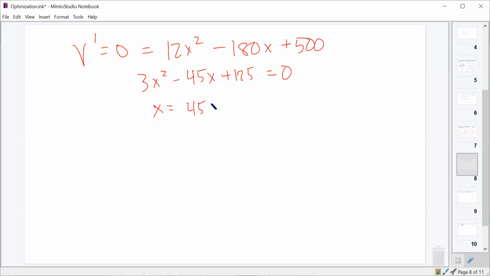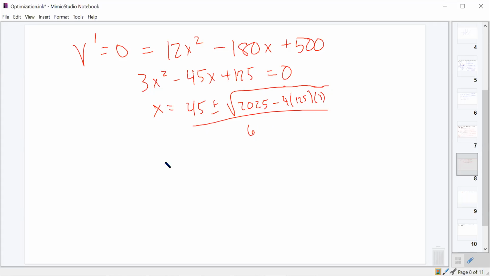x equals 45 plus or minus radical, let's see, what's 45 squared? Is that 2025? Does that sound right? Yeah, that's it. Oh, good, I can still do arithmetic in my head. Minus 4 times a times c, so minus 4 times 125 times 3. Guess I could have done that one too, but oh well.